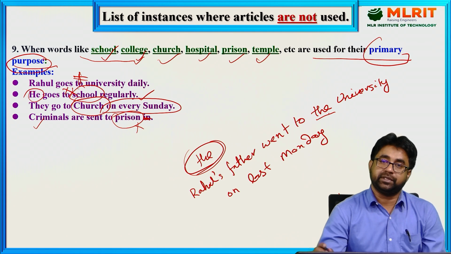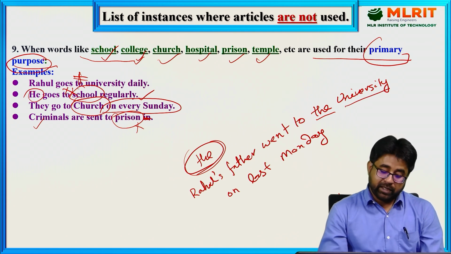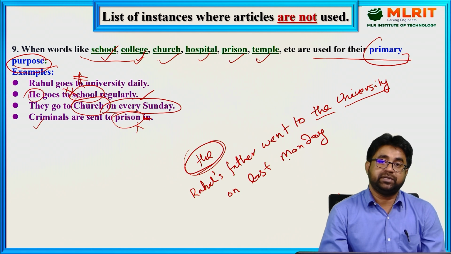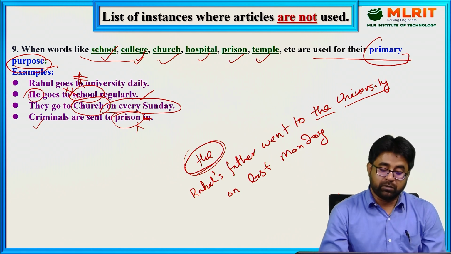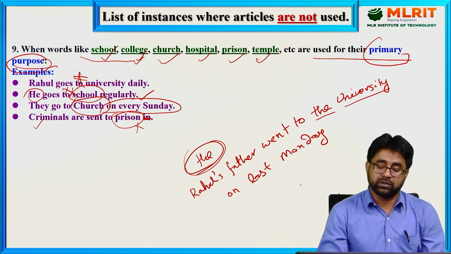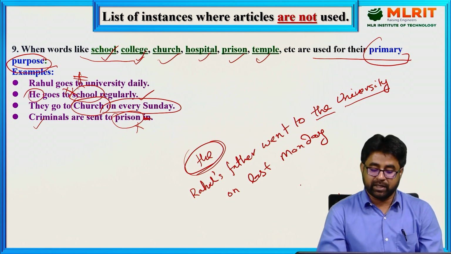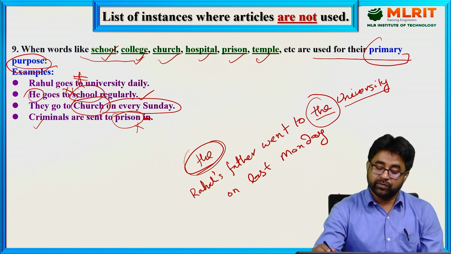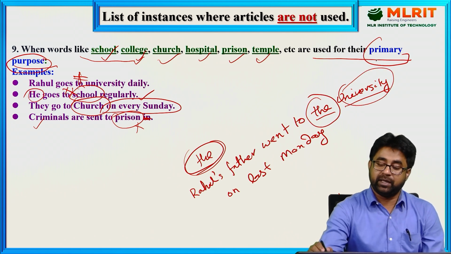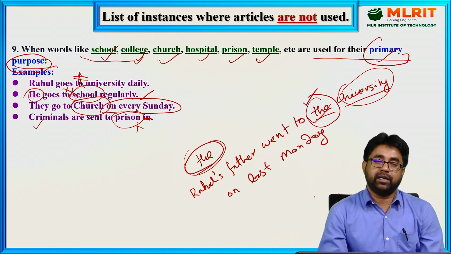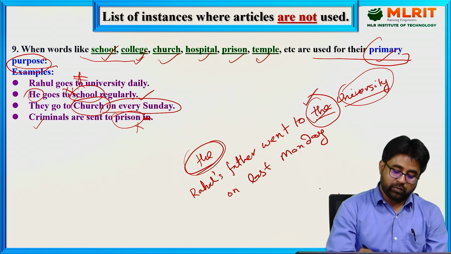The university. And why? Because Rahul's father is not visiting university for study, which is the primary purpose. He might be going there for some other purpose, maybe to deposit the fees, or to meet Rahul's professor to know about his progress or anything, but not for the primary purpose. And that's why, if we are not using the word university for the primary purpose, we are supposed to use an article here, and that's why we are using this article. So I hope it's clear now.